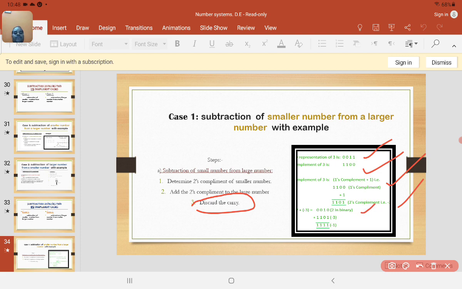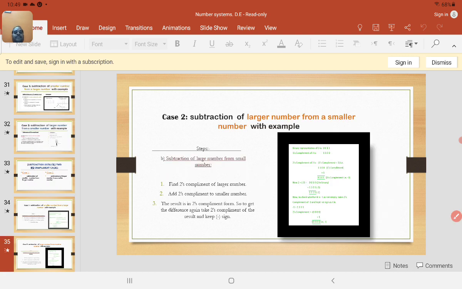So it is true, and minus 3, that is the 2's complement of minus 3, that is 1 1 0 1. So we are adding this one, and at last we get 1 1 1 1. This is the result we are getting. 2 minus 3, that is minus 1, is the result of this subtraction.